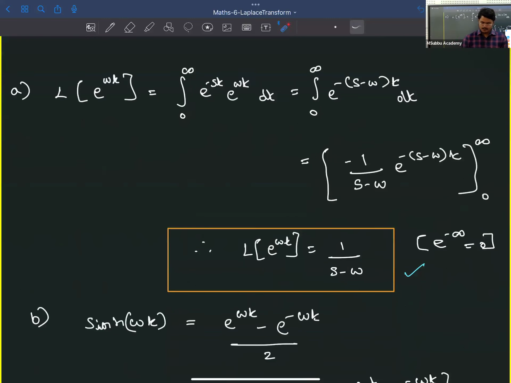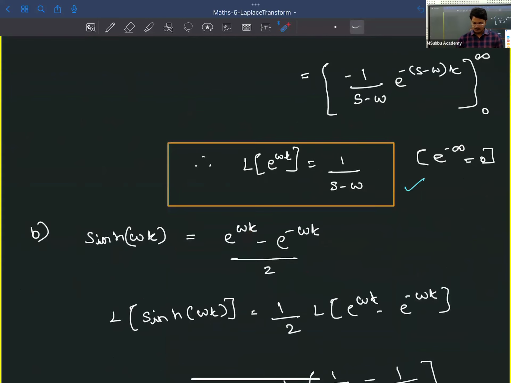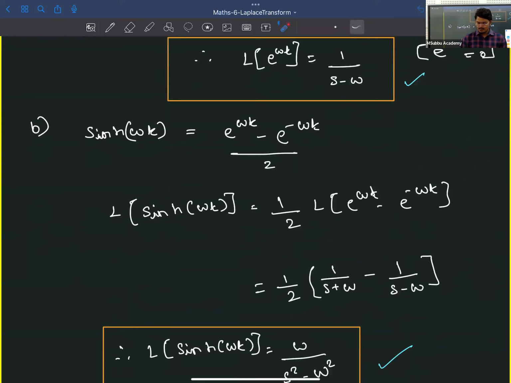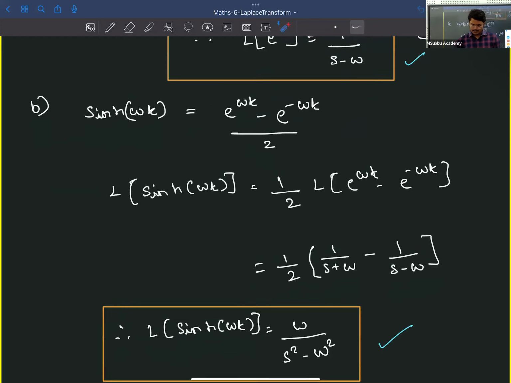So from this you have to prove sinh omega t is equal to e power omega t minus e power minus omega t by 2. So sinh omega t, using that, apply the Laplace transform on both sides. When you apply the Laplace transform, take 1 by 2 outside. So the Laplace transform of e power omega t minus e power minus omega t. Now the Laplace transform of e power omega t is nothing but 1 by s minus omega. Here e power minus omega t will be 1 by s plus omega. Just substitute these and solve.